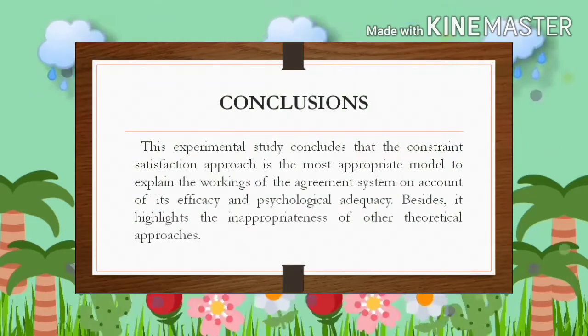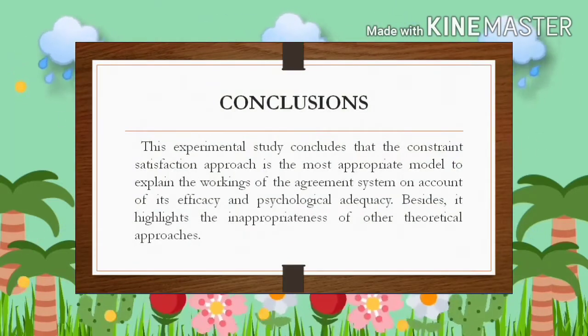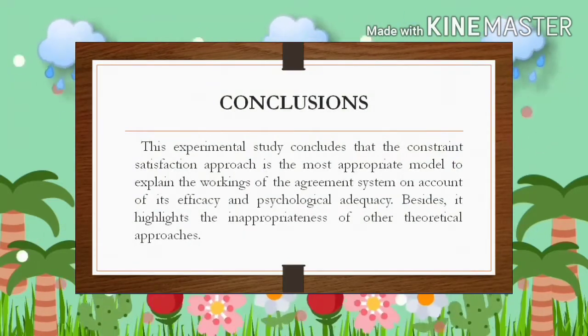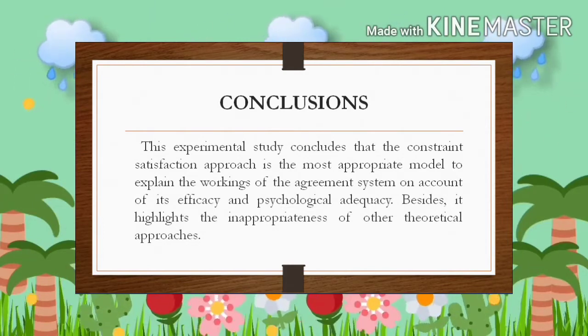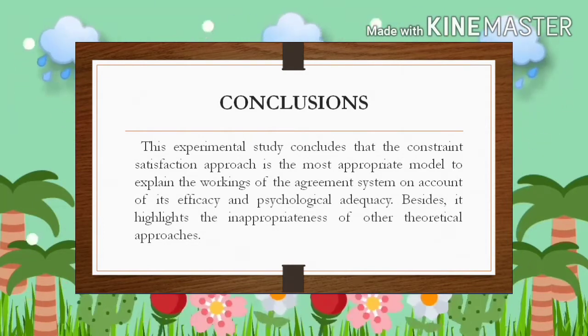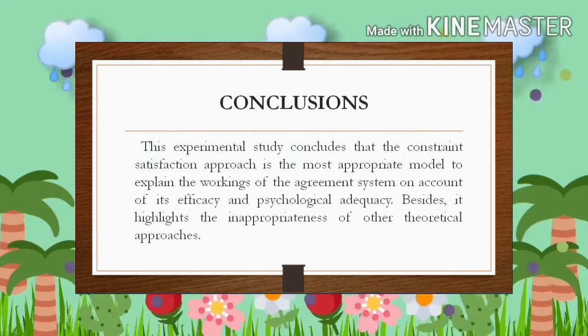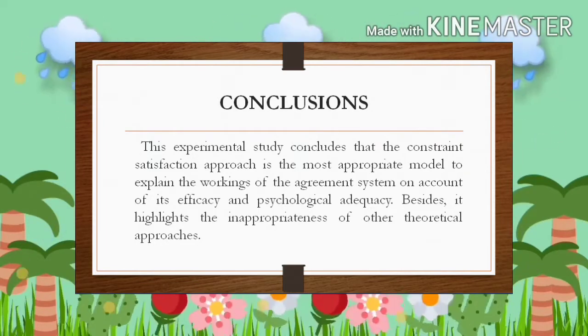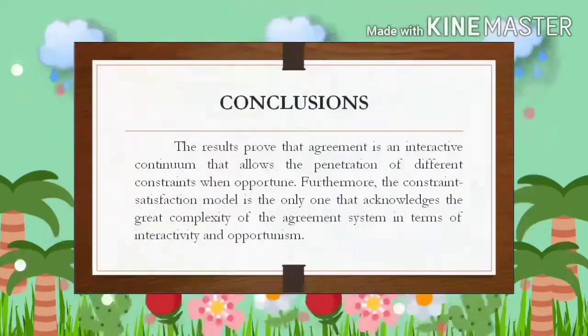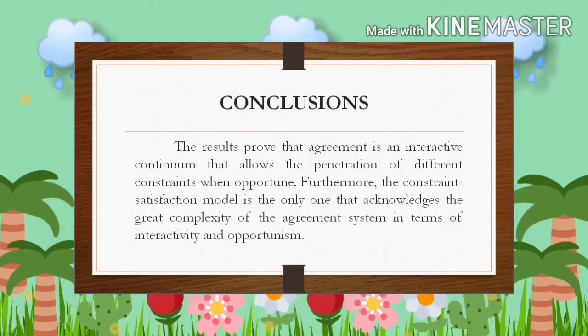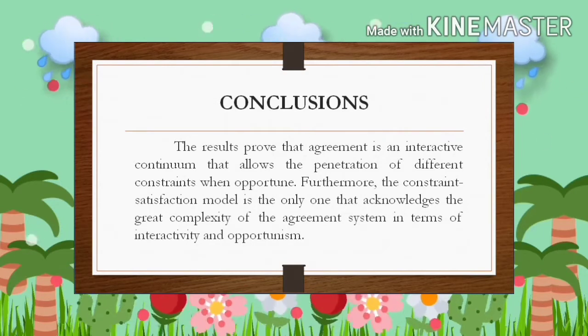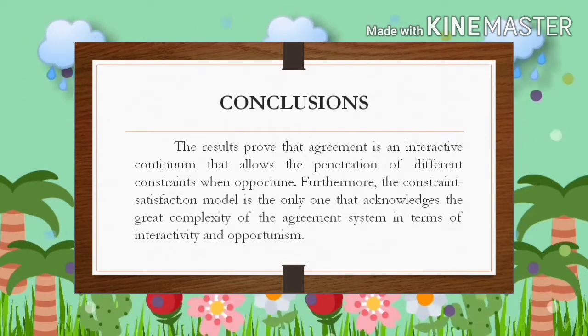Conclusions: This experimental study concludes that the constraint satisfaction approach is the most appropriate model to explain the workings of the agreement system on account of its efficacy and psychological adequacy. Besides, it highlights the inappropriateness of other theoretical approaches. The results prove that agreement is an interactive continuum that allows the penetration of different constraints when opportune.